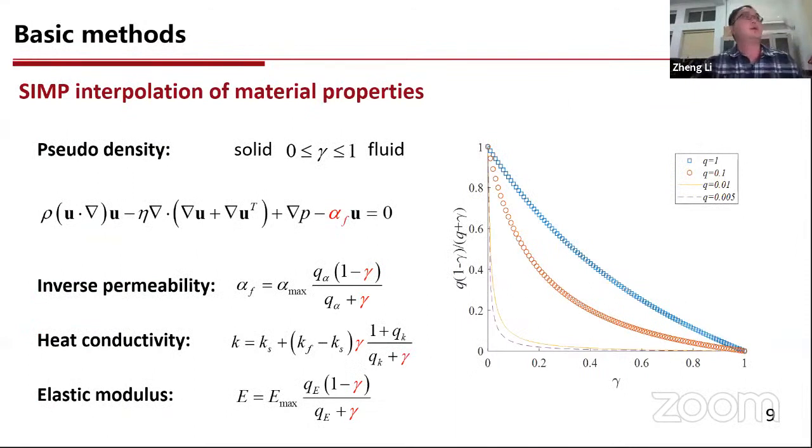We basically used the density-based method. Here gamma means the pseudo density, where zero means solid and one means fluid. Like other works, we use these densities to control the inverse permeability. Here alpha max means the inverse permeability in the solid, and it should be very large. Then it can be used to penalize the velocity to zero in the Navier-Stokes equations. We also use the same interpolation technique on the other material properties, like the heat conductivity and the elastic modulus.